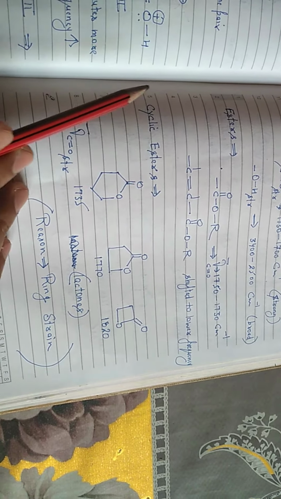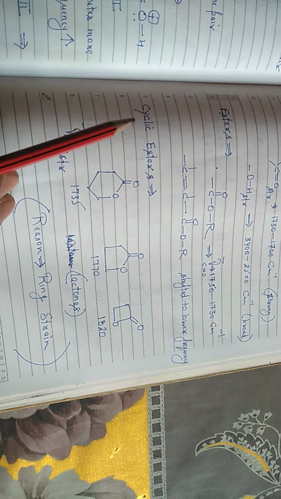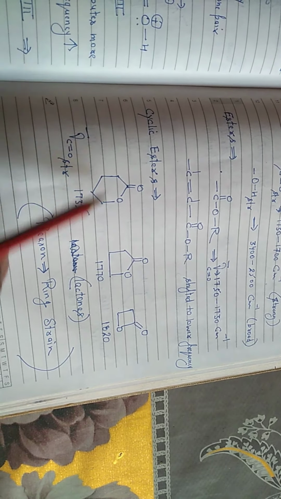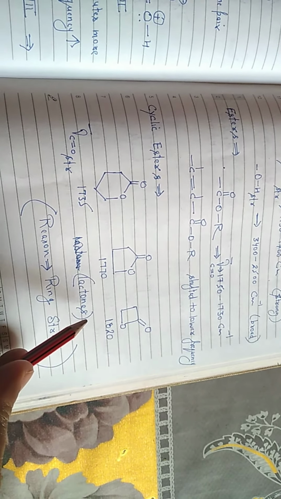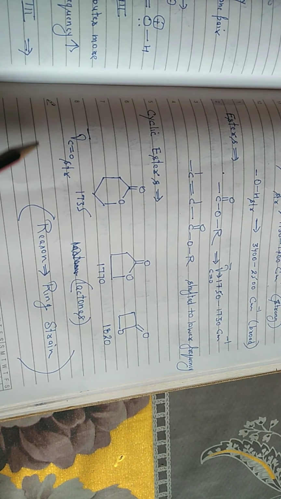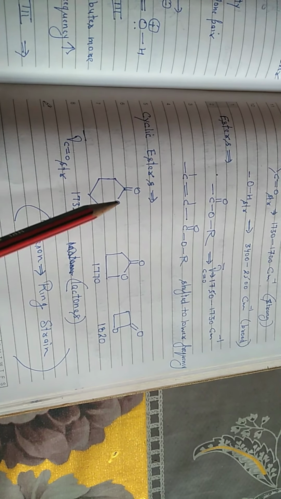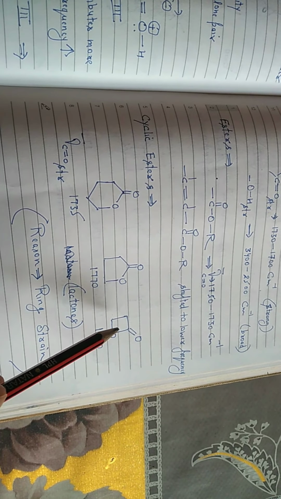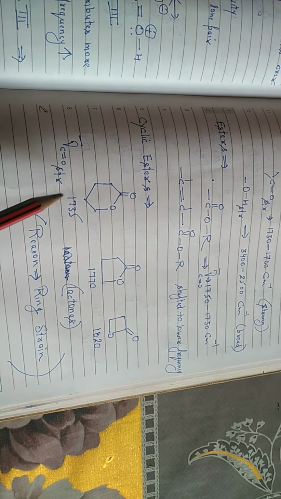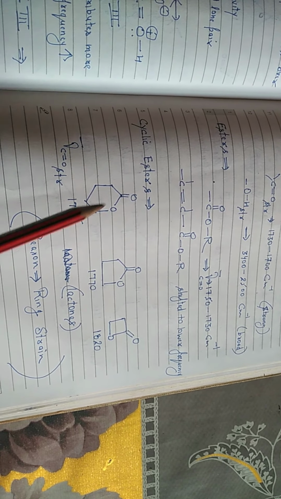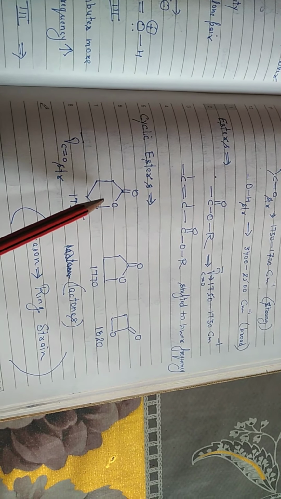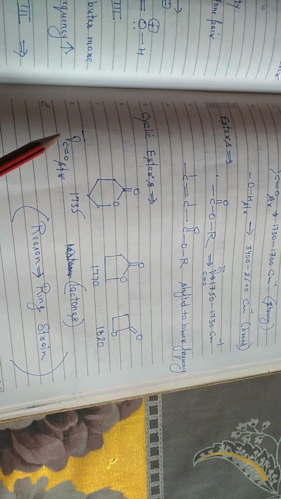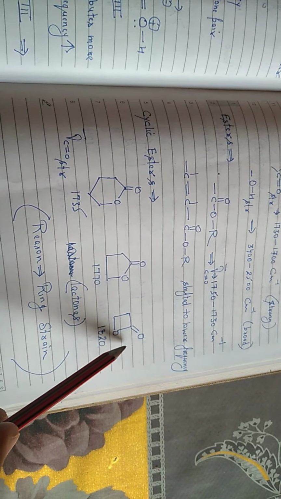Here the topic of discussion is cyclic esters. Cyclic esters are also called lactones. The stretching frequency of lactones increases as the ring size decreases. This effect is the same as we see in cyclic ketones. As the size of the ring decreases, the vibrational frequency of the carbonyl group increases.